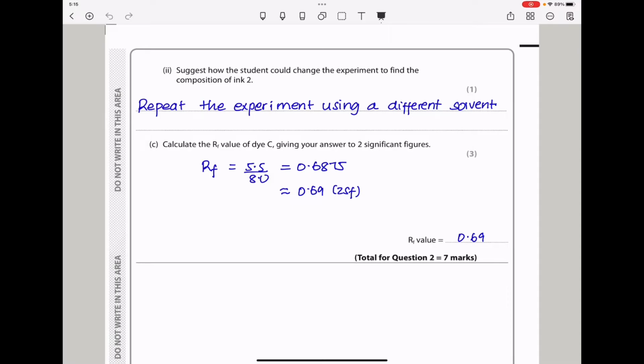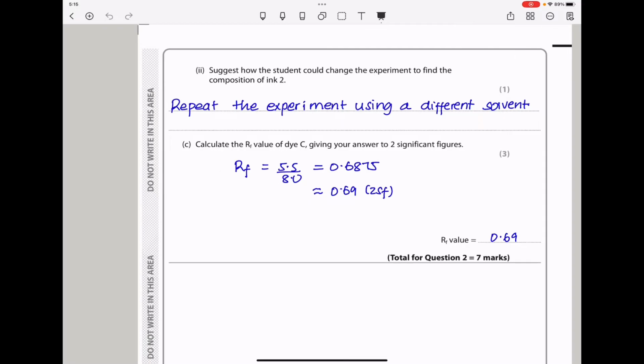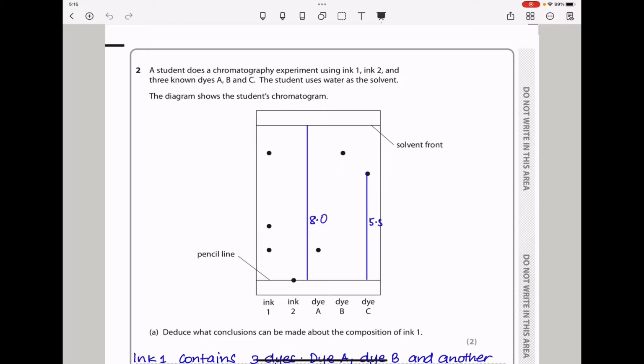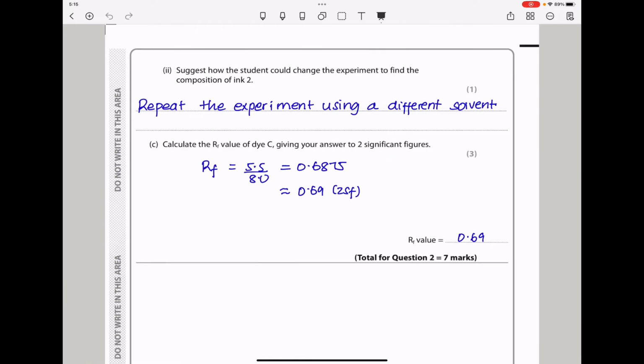In part C, calculate the RF value of dye C, giving your answer to 2 significant figures. If we go back to the experiment, the RF of dye C is going to be the distance moved by dye C divided by the distance moved by the solvent. So this distance was 5.5 and that was 8.0, and therefore my RF value was 0.6875, but to 2 significant figures it was 0.69, and that was my answer. So this brings us to the end of question 2. Let's continue to question 3.